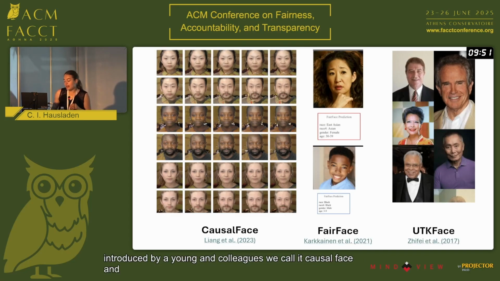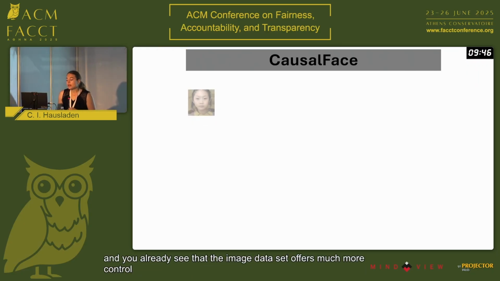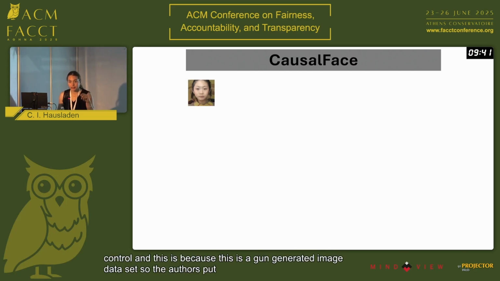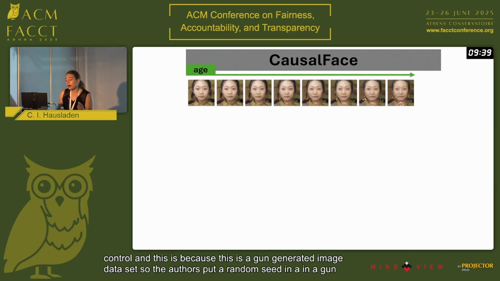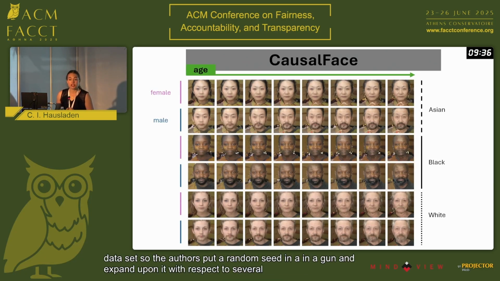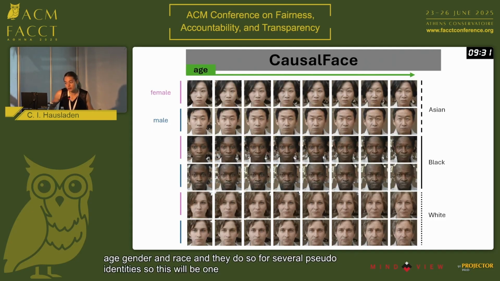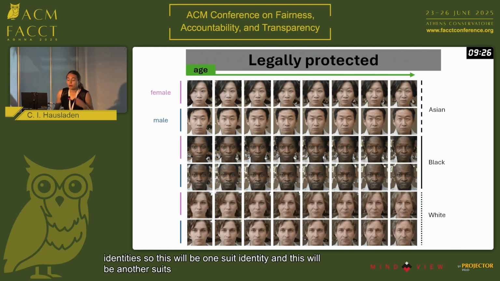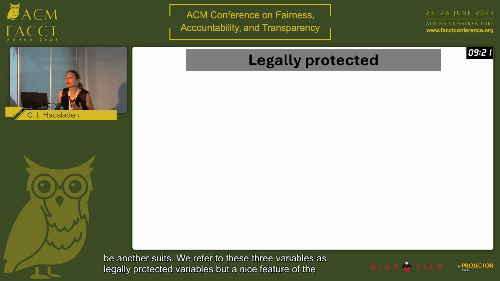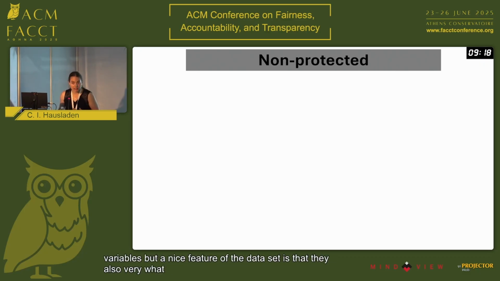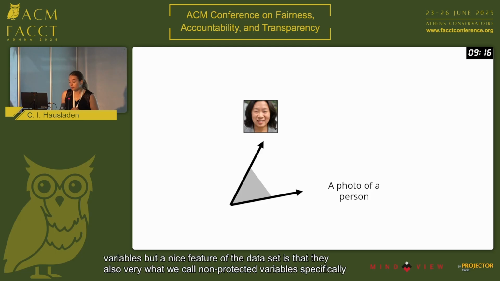And you already see that the image dataset offers much more control. This is because this is a GAN-generated image dataset. So the authors put a random seed in a GAN and expand upon it with respect to several directions, such as age, gender, and race. And they do so for several pseudo-identities. So this would be one pseudo-identity, and this would be another pseudo-identity, and overall they do this for 100 pseudo-identities. We refer to these three variables as legally protected variables, but a nice feature of the dataset is that they also vary what we call non-protected variables, specifically smiling, lighting, and pose.